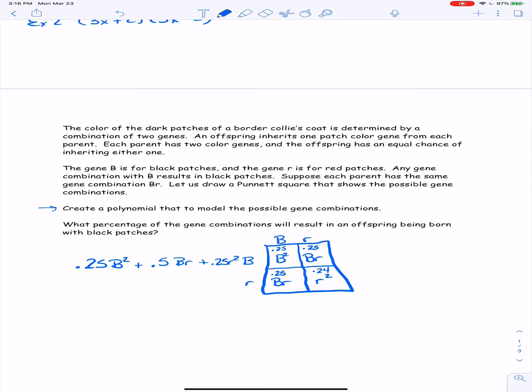So our second part of this question says, what percentage of the gene combinations will result in the offspring being born with black patches? Well, we know that anything that has a big B is going to be born with black patches. Well, we have 25% here and we have 50% here. So if we add those together, we have a 75% chance of getting black patches.